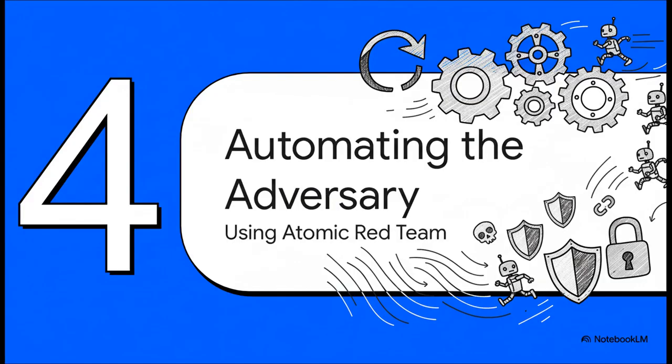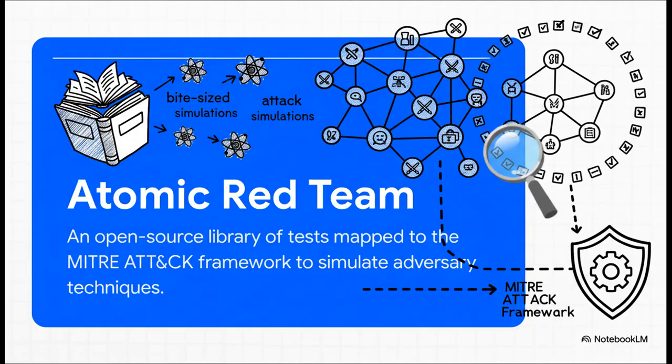Okay, so running these commands by hand is awesome for learning, right? But let's be real, it doesn't scale. If you want to test hundreds of different techniques consistently, you need automation. And that brings us to this absolutely brilliant open source tool called Atomic Red Team. Just think of it like a giant library of pre-packaged, bite-sized attack simulations. Each one of these atomic tests is small, very specific, and, this is key, it's directly mapped to a known attacker technique in the MITRE ATT&CK framework. That's the industry standard playbook of bad guy tactics. This is what the pros use for repeatable testing.